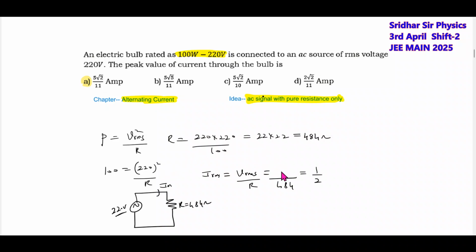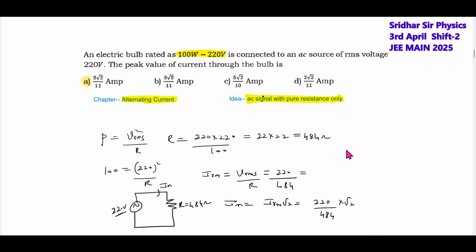This will be the VRMS value. RMS value is 220 volt. Now the peak value is needed. Peak value will be IRMS into root 2, because IRMS equals IM by root 2. So IM will be IRMS into root 2. So 220 by 484 into root 2.